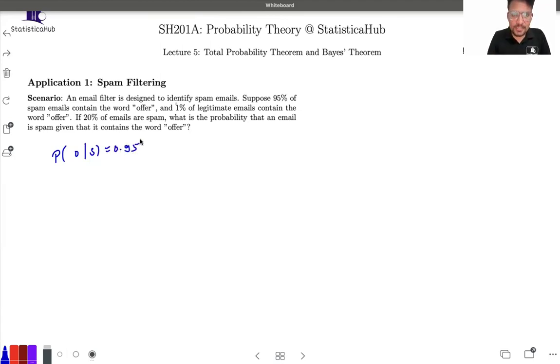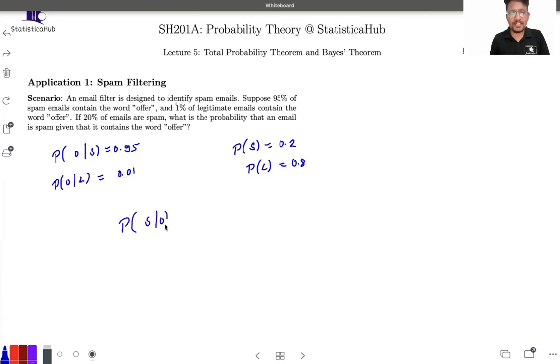And 1% of the legit emails contain the word offer. The probability that you get the offer, given that the mail is fine, is 0.01. If 20% of the emails are spam, the probability of spam is 0.2, and the probability of legit is 0.8. What is the probability that an email is spam given that it contains the word offer? So you have to calculate the probability of spam given offer.